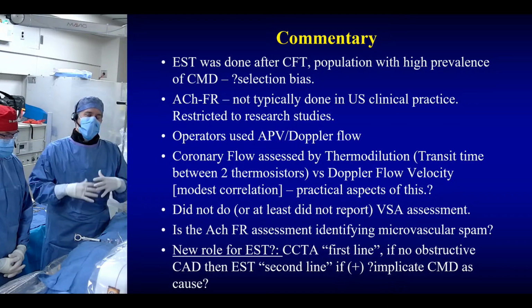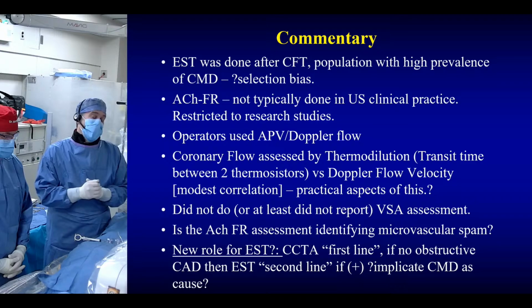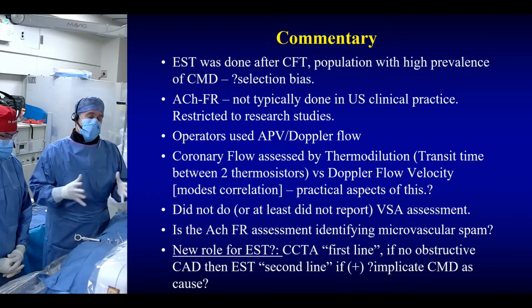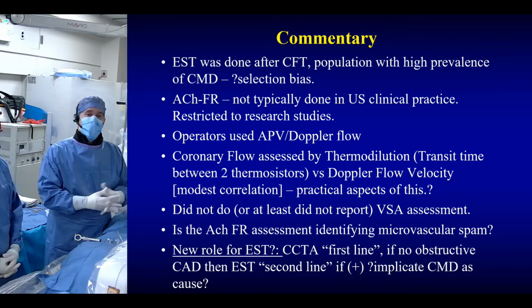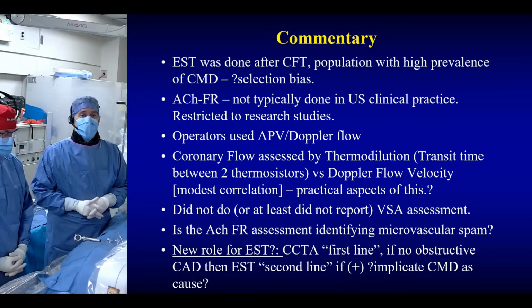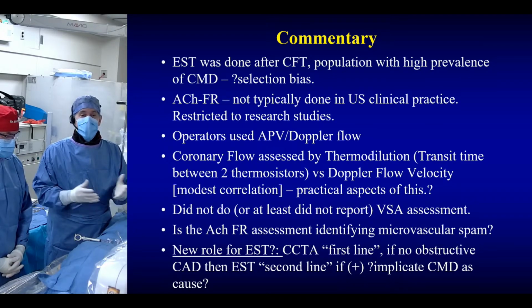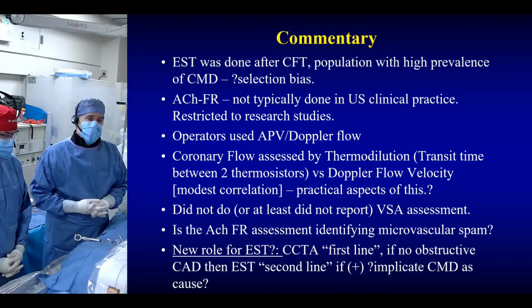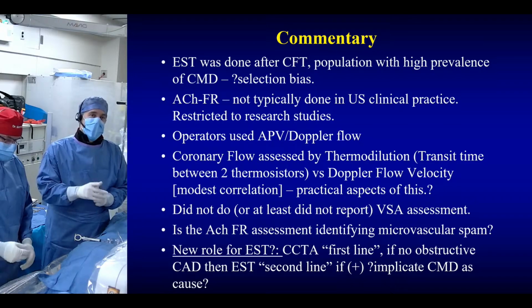So what this trial did is really bring a new role for exercise stress testing. The authors said, if you have a patient that you suspect ANOCA, do a coronary CTA, rule out obstructive disease, and then as second line, perhaps go to a stress test. If it's positive, you implicate coronary microvascular dysfunction as a cause, and could you just treat it? I have some reservations about doing that, which we can talk about, but that's really what the authors were implying. Next slide.